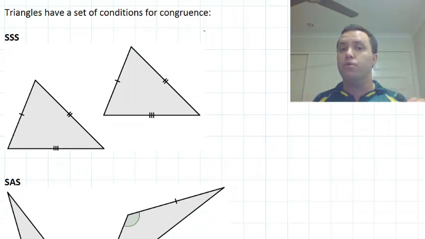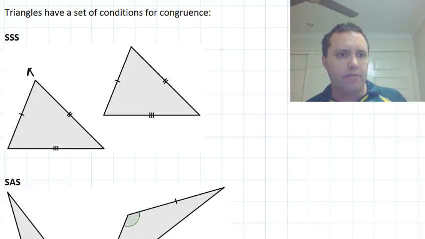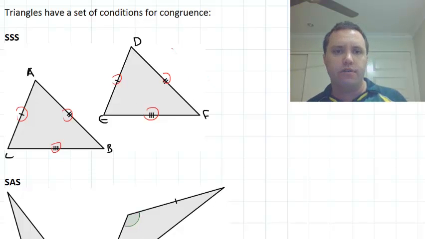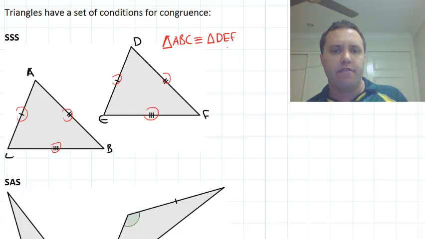Now we're going to look at the rules for how you can say whether two triangles are the same. For example, if this was triangle ABC and this was triangle DEF, one of the triangle rules is SSS, which means side, side, side. If two triangles, as you can see here, have exactly the same lengths for their sides, so the corresponding sides are all exactly the same, they are congruent. The way we write congruence is triangle ABC is congruent, with the triple equals sign, to triangle DEF. That's how you would write congruent.